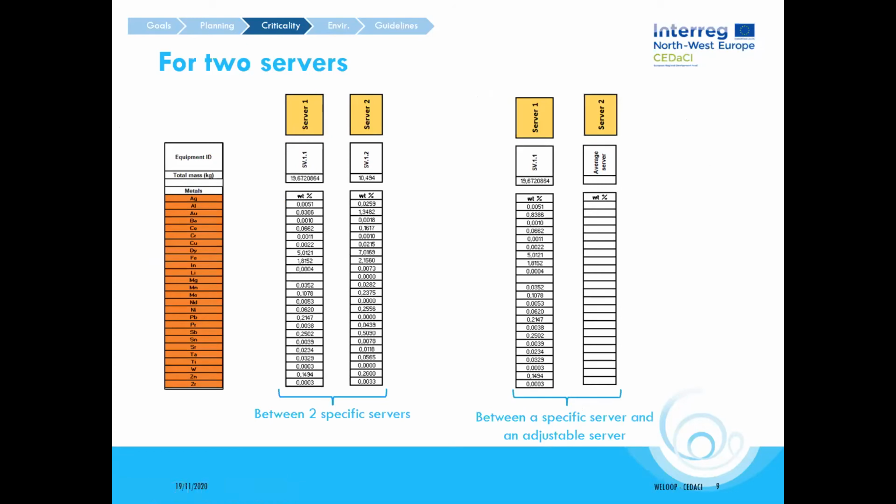The criticality tool also allows to compare two servers. So for example, two specific servers with specific metal contents. And it also allows the comparison between a specific server and an adjustable one. So you are able to adjust metal contents in this table in order to create, for example, an average server that you would like to compare with the specific server.